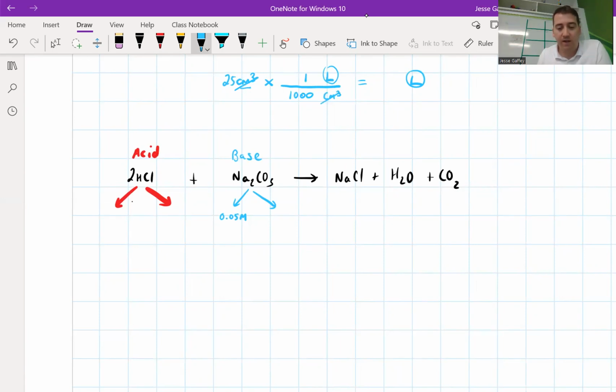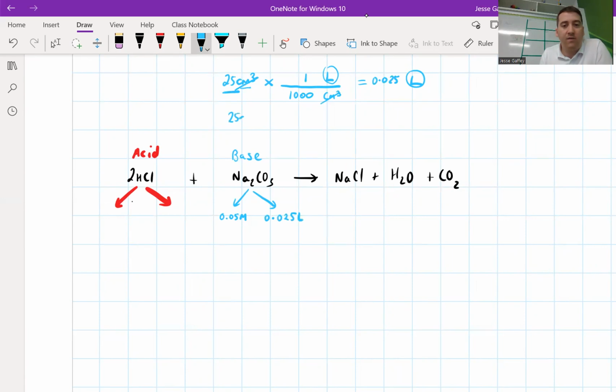And that gives me 0.025 liters. So now I can write that down here as my volume, 0.025 liters. Now, some of you may even be able to do that calculation in your head.